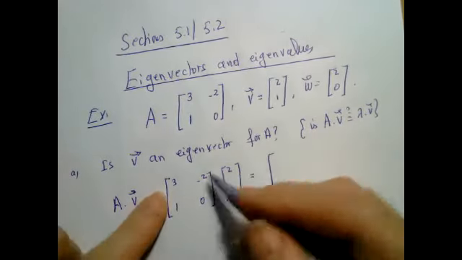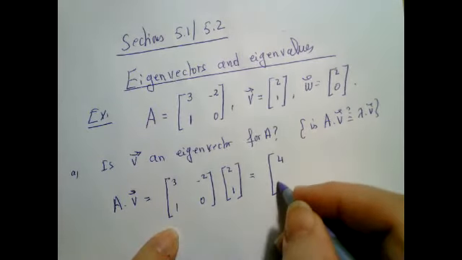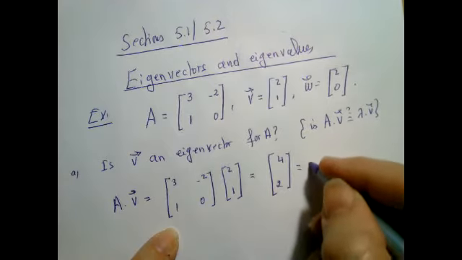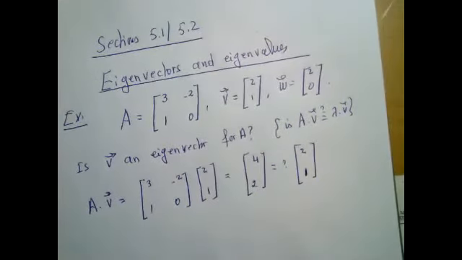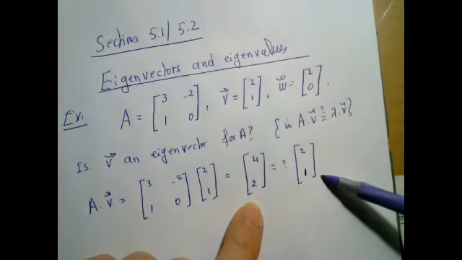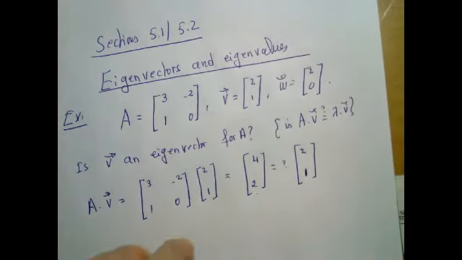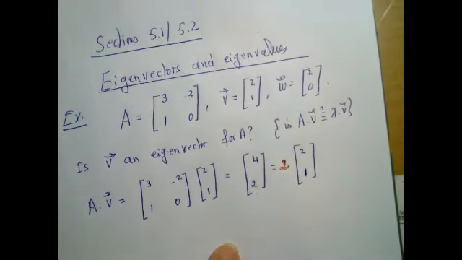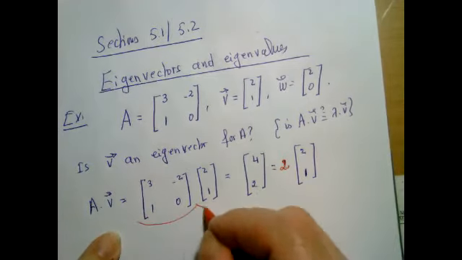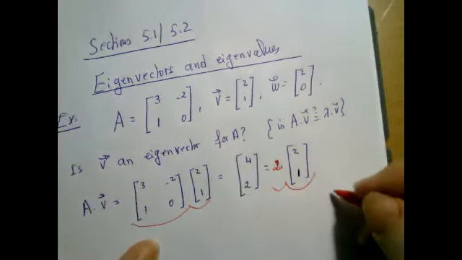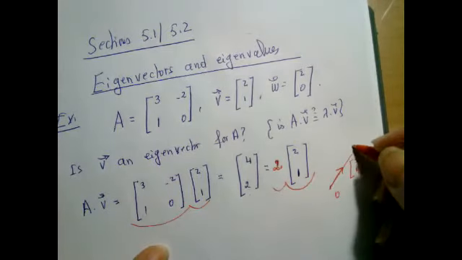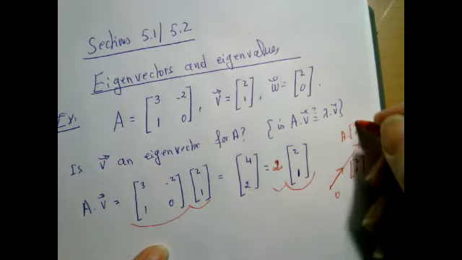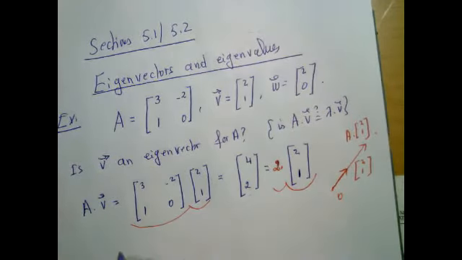If we multiply, we get 3 times 2 is 6, 6 minus 2 is 4, and 2. The question is: is this a scalar times v? As simple as that. I can definitely write 4, 2 as 2 times 2, 1. So A times v is equal to 2 times v. This means if this is my vector 2, 1, when I apply A to it, A will stretch it by a factor of 2. That's exactly the definition of an eigenvector. So v is an eigenvector.